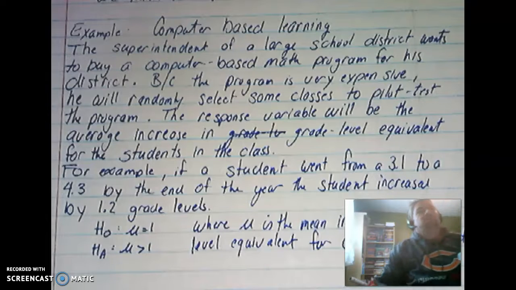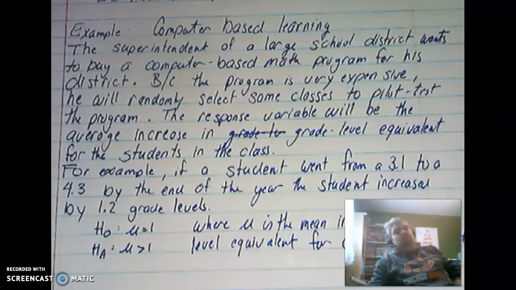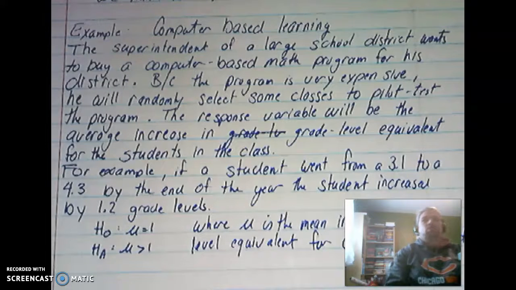Okay, so here's our example. Kind of close to the heart, I guess you could say. Today's situation is called computer-based learning. The superintendent of a large school district wants to buy a computer-based math program for his district. Because the program is very expensive, he will randomly select some classes to pilot test the program. The response variable would be the average increase in grade level equivalent for the students in the classes. For example, if a student went from a 3.1 to a 4.3 by the end of the year, the student increased by 1.2 grade levels.